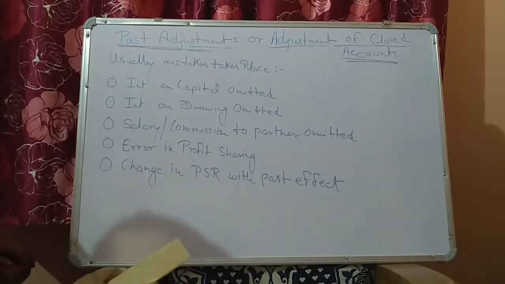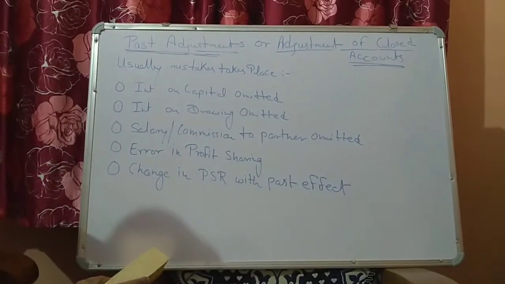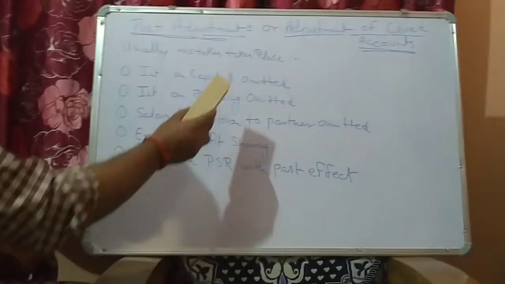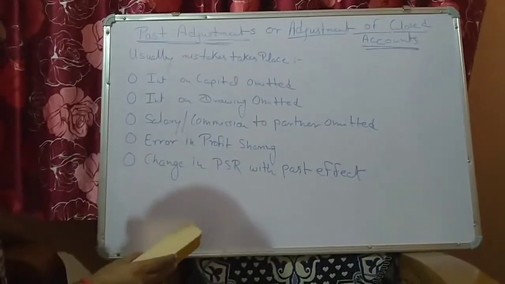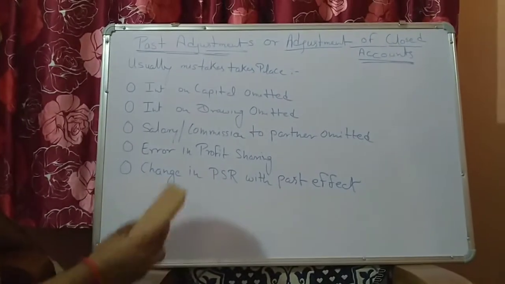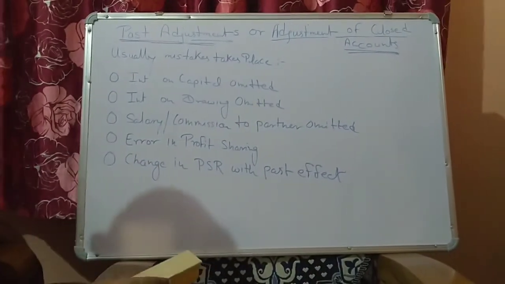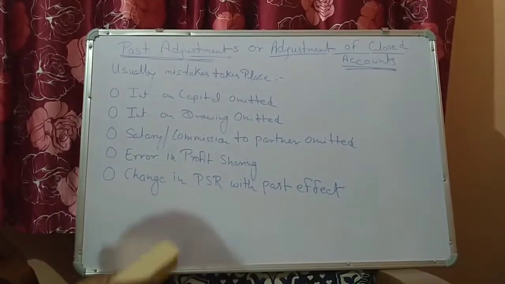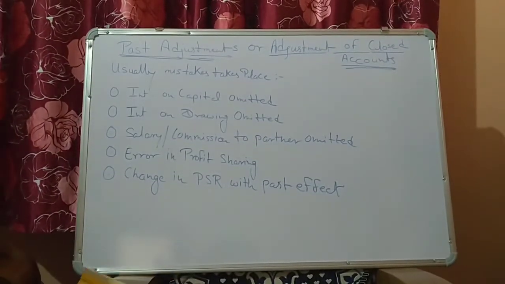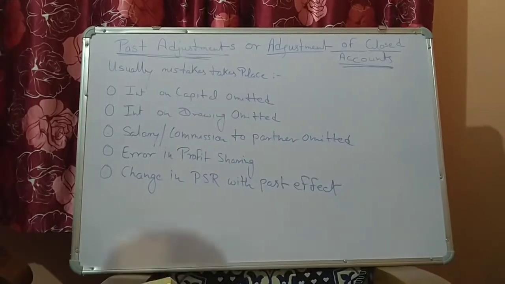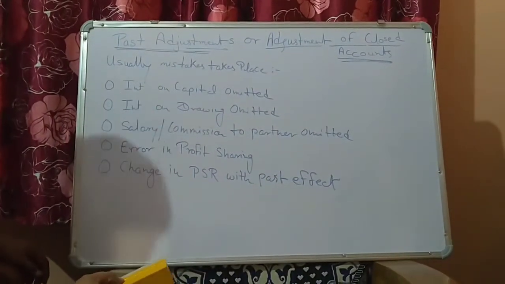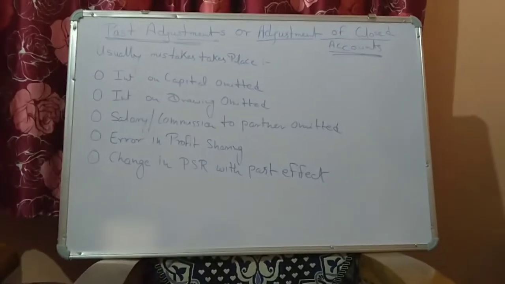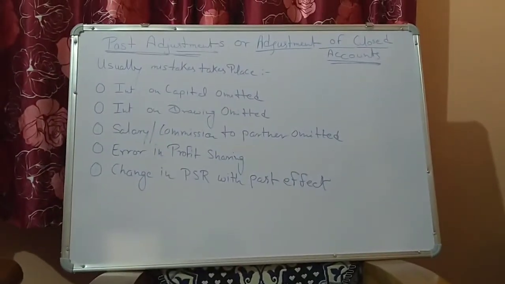Usual mistakes that take place while preparing accounts, especially in partnership accounts, are: interest on capital is omitted, interest on drawing is omitted, salary or commission to the partner which is to be paid is omitted, or an error in profit sharing, such as a change in PSR with retrospective effect, is omitted. So how we will adjust the account and pass the adjustment entry, today we will see that.